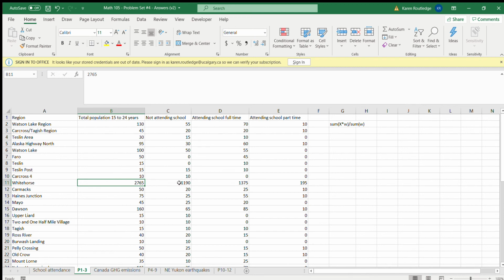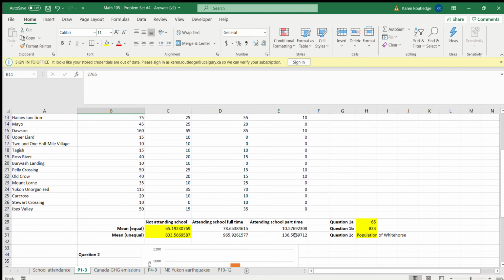Whitehorse also has the largest not attending school number. So not only do we start off with a large number, but we are going to give it a tenfold, 10 times more importance in an unequally weighted scheme. So that's why the unequally weighted mean is so much higher: we are amplifying the effect of Whitehorse, because that has so many more people in it.